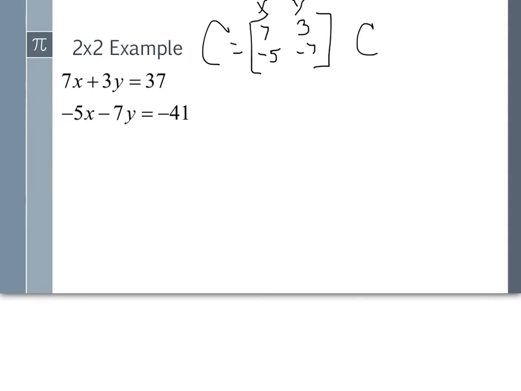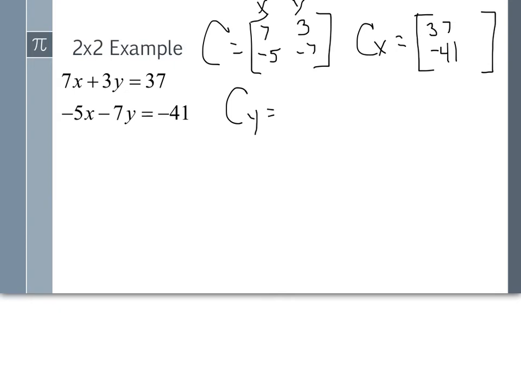Okay? Then here's what Cramer says. He says, okay, write two more matrices for me. This thing called C subscript X and this thing called C subscript Y. Let me explain what the subscripts mean. Basically what they mean is now, take the X column out of C and replace it with what's on the right-hand side of each equation.